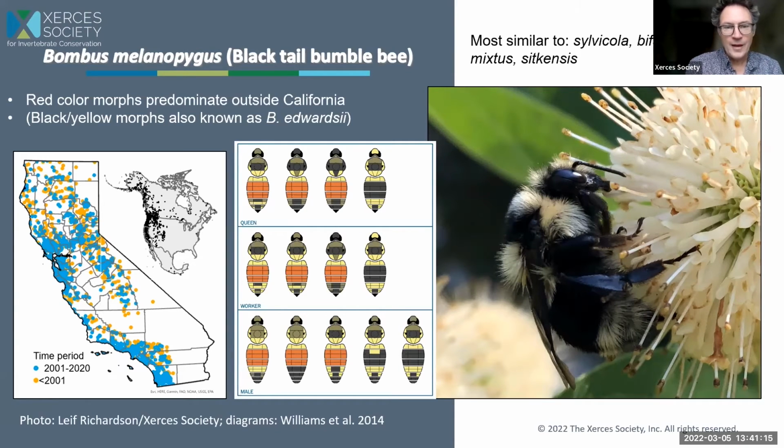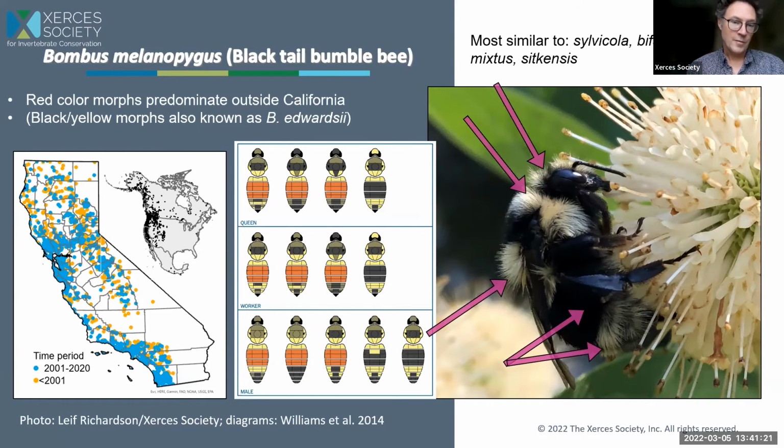So that's typically how they look here in the state. The California populations used to be called Bombus edwardsii. We now know it's the same species, and we synonymize the two under the name melanopagus. You don't really need to know that, but that's a little context for you. This is a very common species.